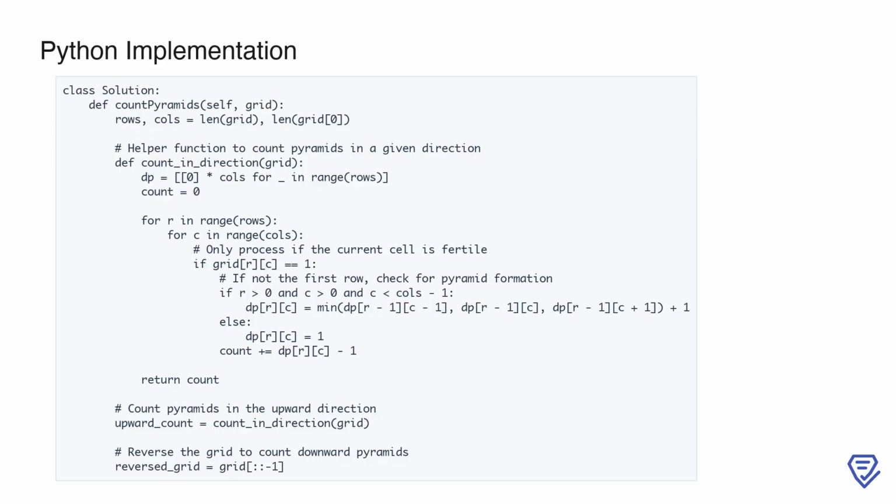We then update the count of pyramids by adding the height of the current cell minus 1, which accounts for pyramids beyond the smallest single-cell ones. Finally, the function returns the total count of pyramids in that direction. Using this helper function, we first calculate the number of pyramids facing upward by passing the original grid to count_in_direction. Next, we reverse the grid to prepare for counting downward-facing pyramids.